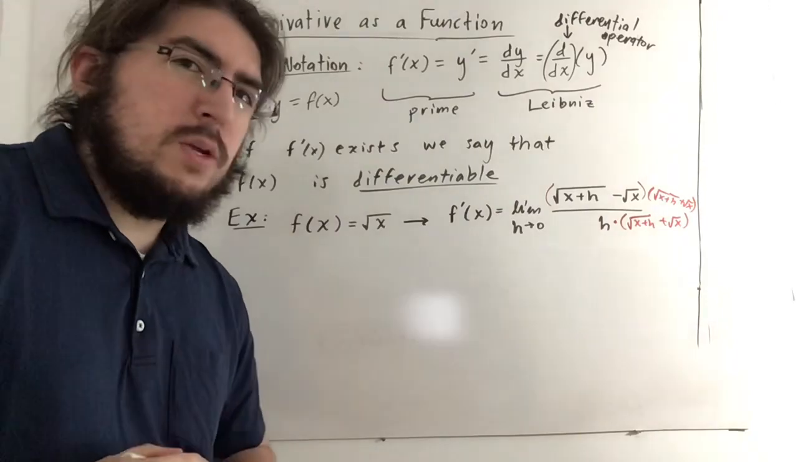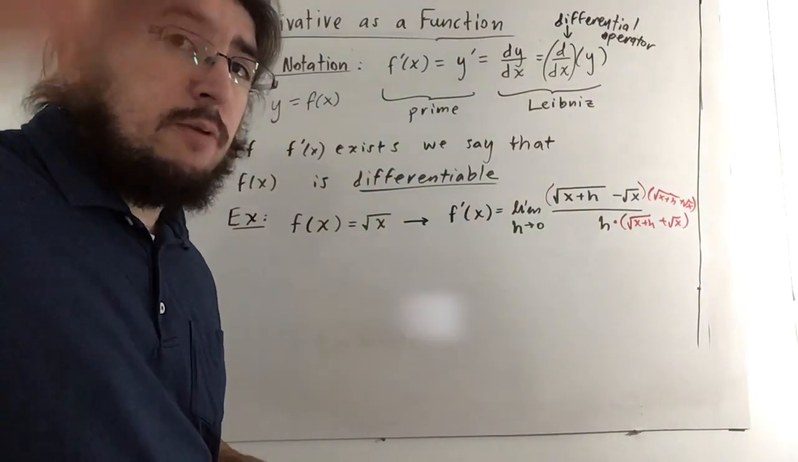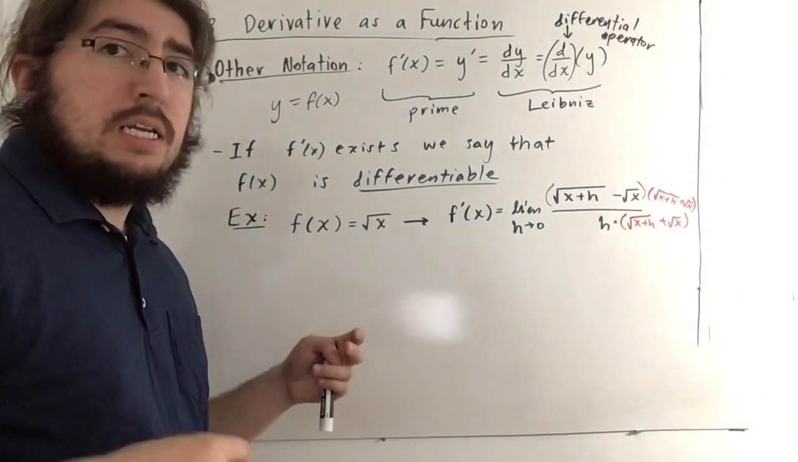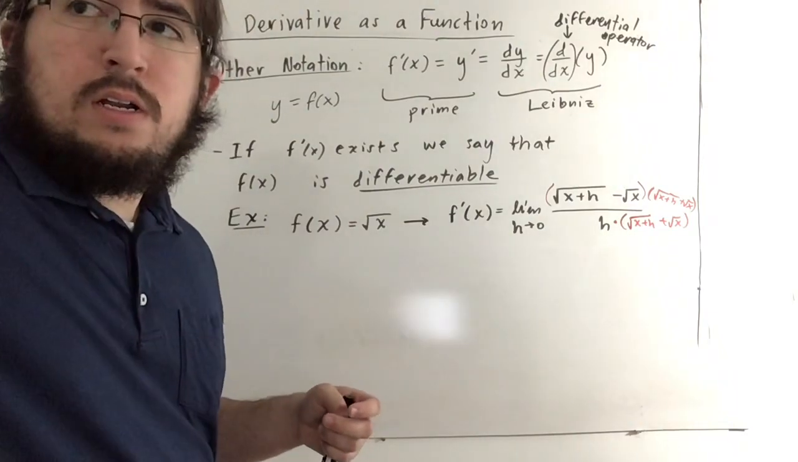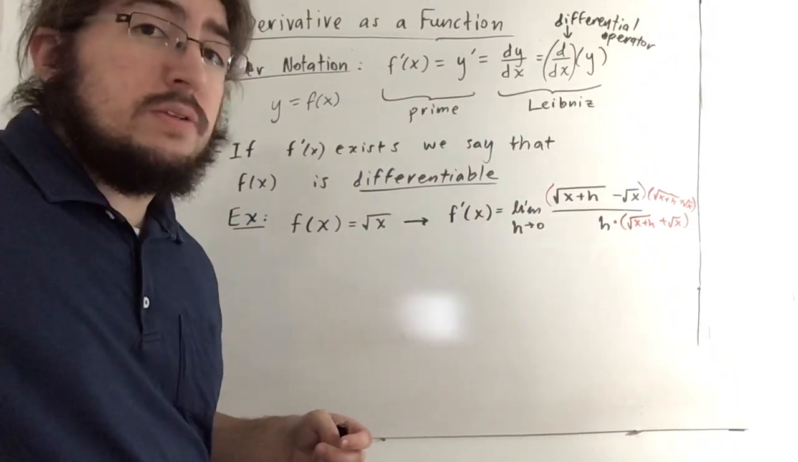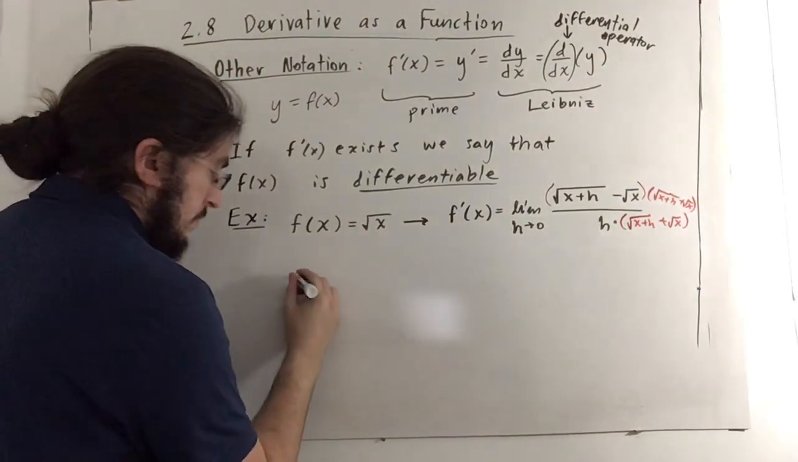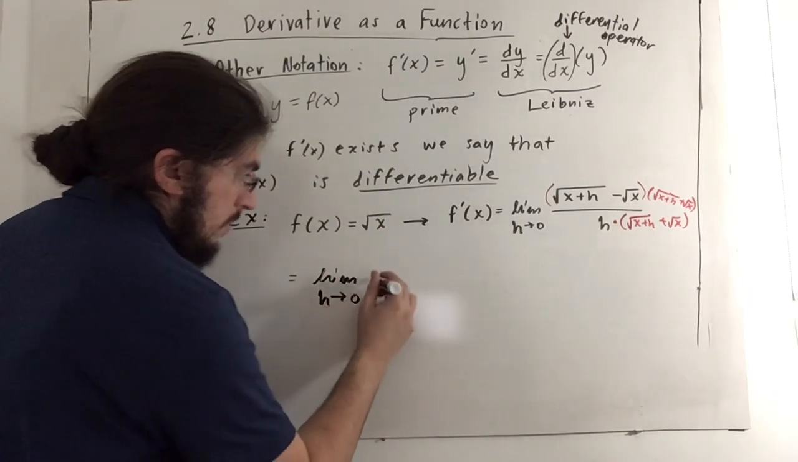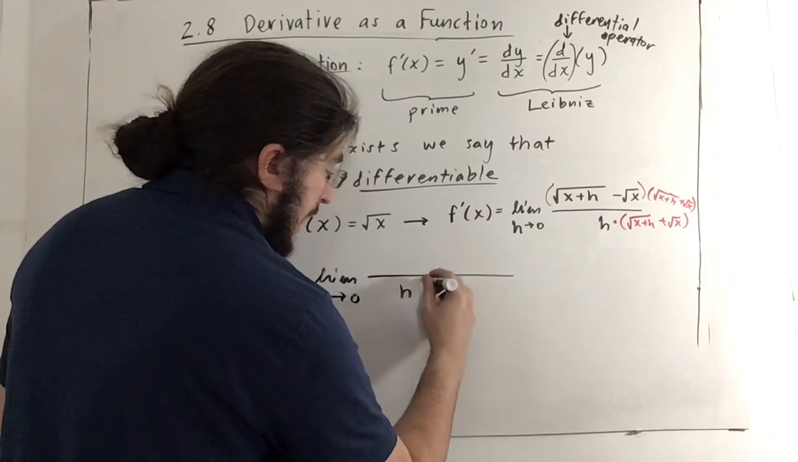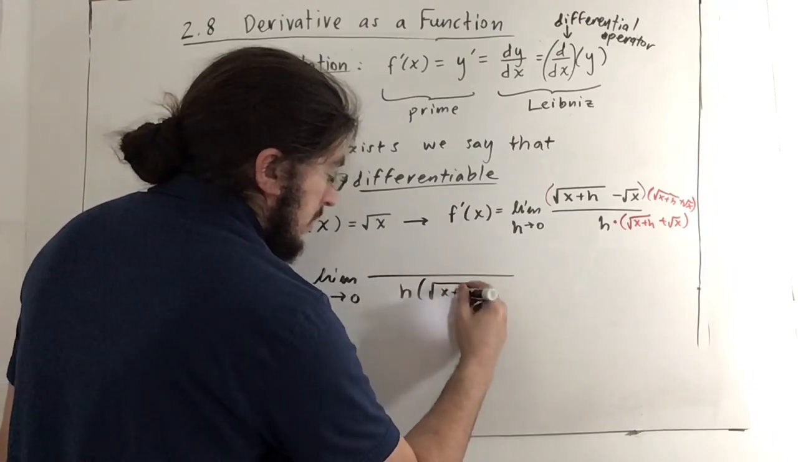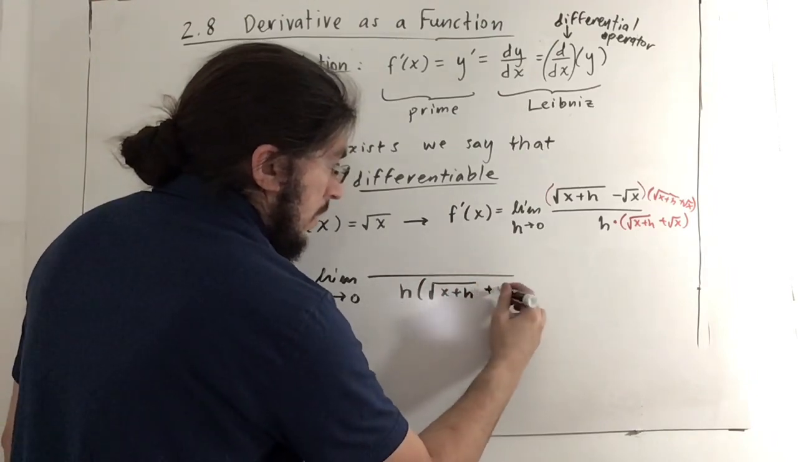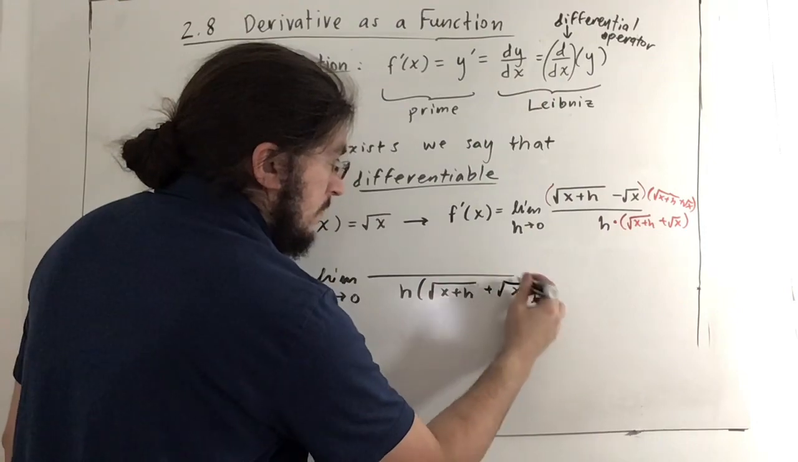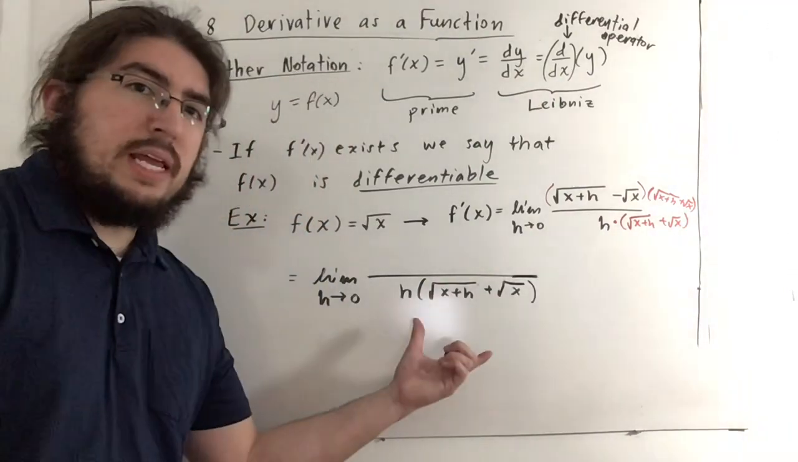Okay, why are we doing that? Well, we're doing that so that we get rid of radicals on top, because the numerator will now be a difference of squares. So let's see. We'll get the limit as h goes to 0 of, on the bottom, h times the quantity radical x plus h plus radical x. So the bottom, I'm not going to distribute that h. I'm going to leave it like that.